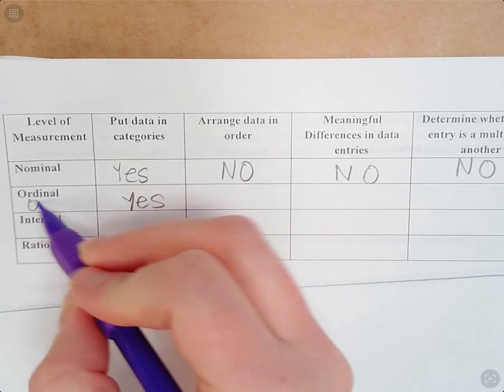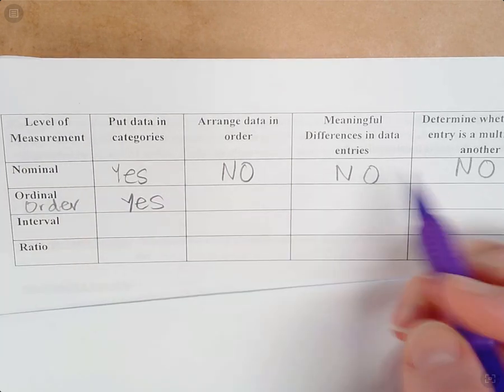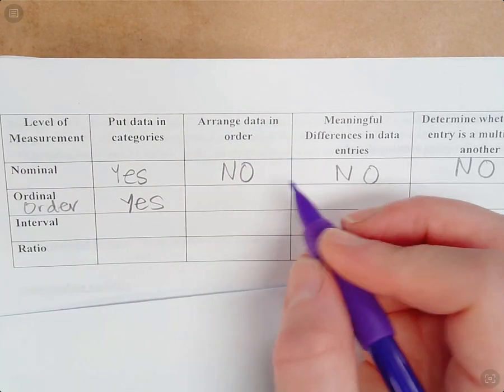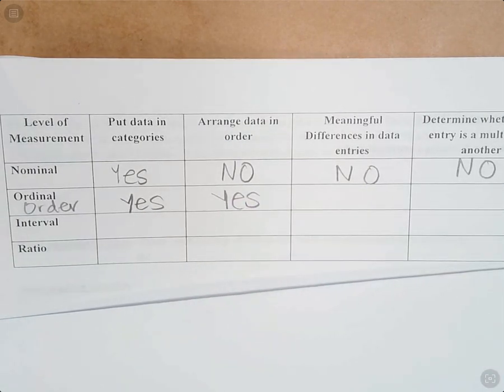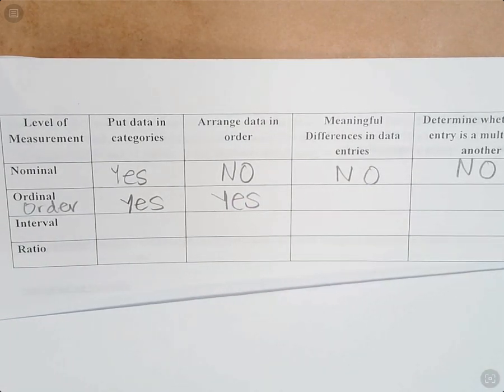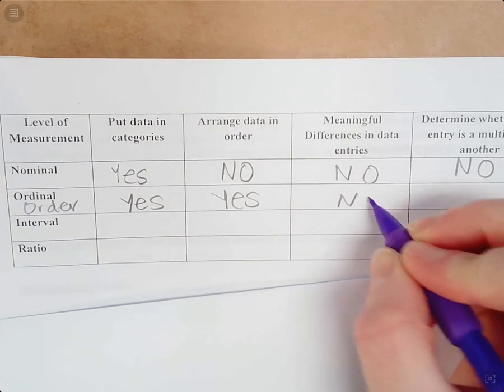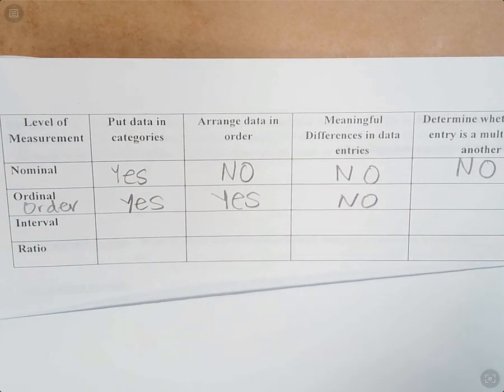Okay, ordinal. Put data in categories. Ordinal deals with putting things in order. So it says arrange data in order. So that's a yes. Meaningful differences? No. Determine if one is a multiple of another.